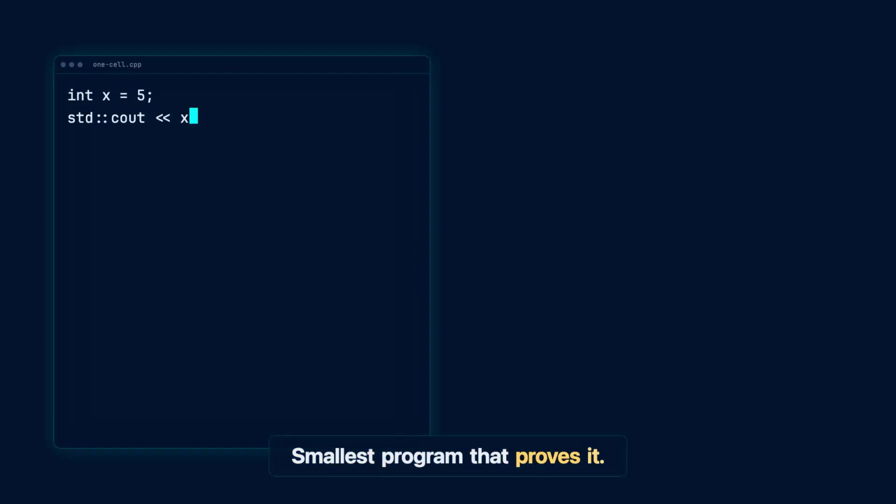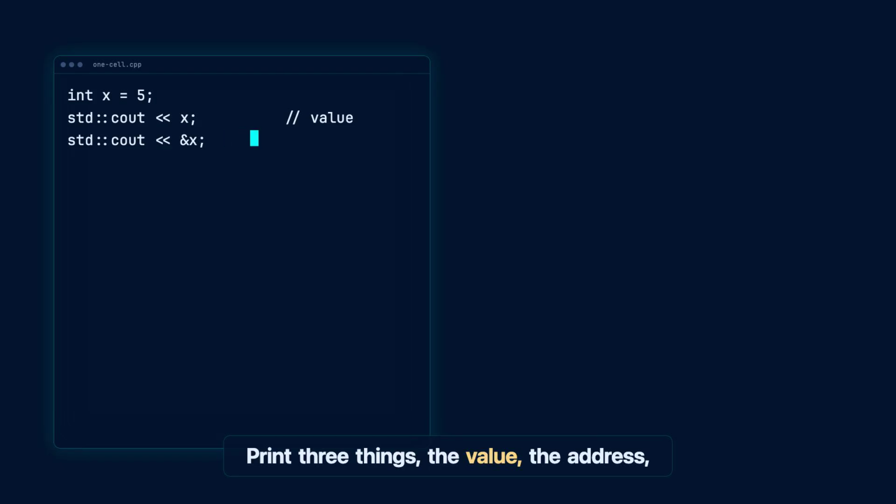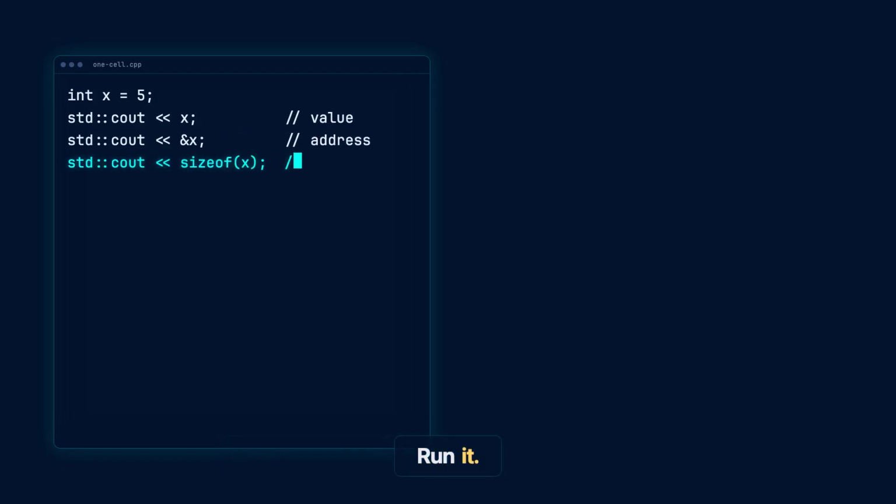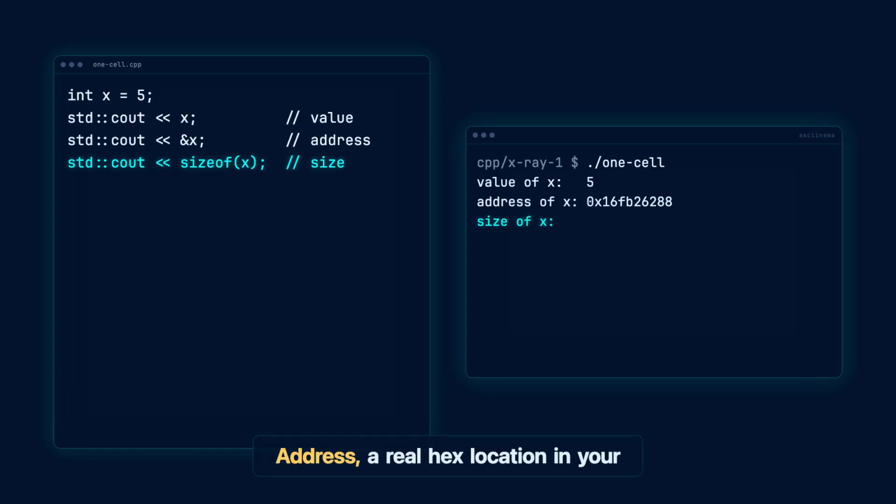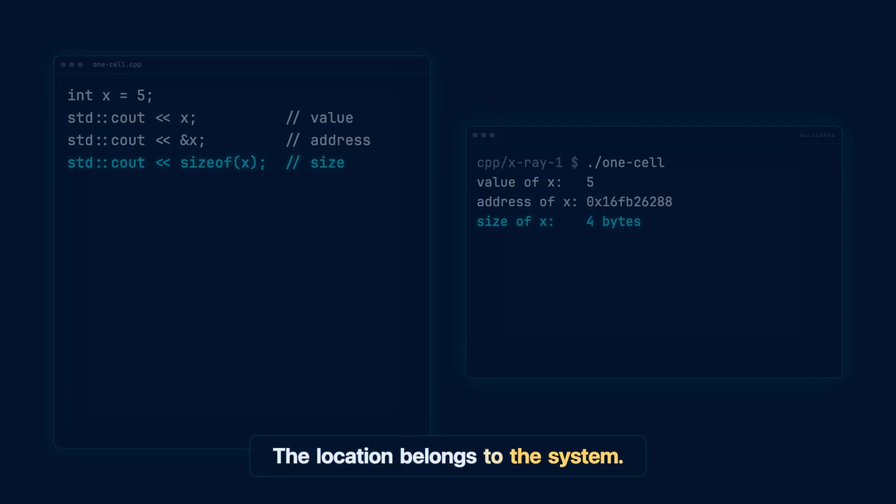Smallest program that proves it. Print 3 things, the value, the address, the size. Run it. Value, 5. Address, a real hex location in your machine right now. Size, 4 bytes. An int is 32 bits. 4 cells side by side. Run it again. The address moves. The OS picks a new spot each time. The label is yours. The location belongs to the system.